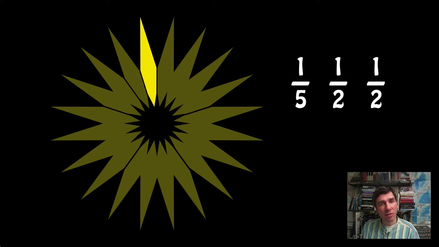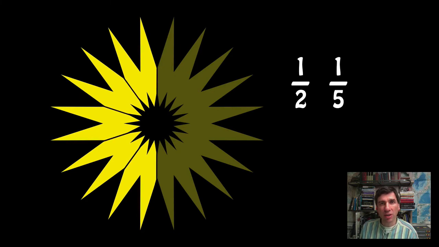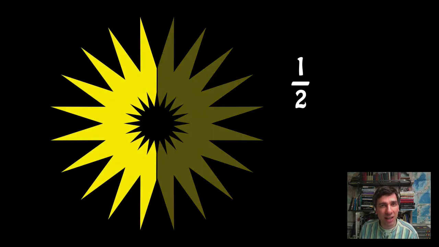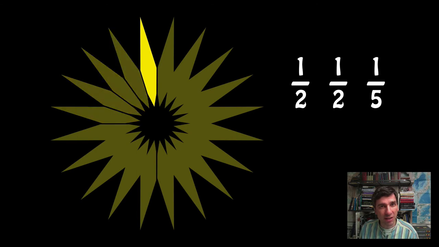Is it important what order you do that in? Well, let's check. We could do a half of the sun first, and then we could take a fifth of what's left, and then we could take a half of that, and it works again. We've got 1/20th. Let's try the one last way. We could take a half of the sun, then a half again, and then a fifth of what's left. And again it works. Is that just coincidence?